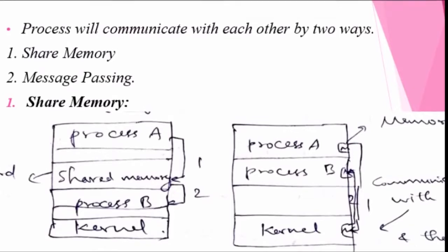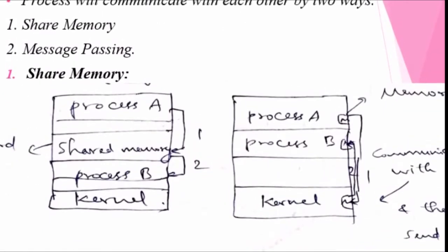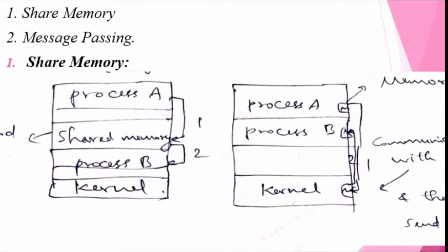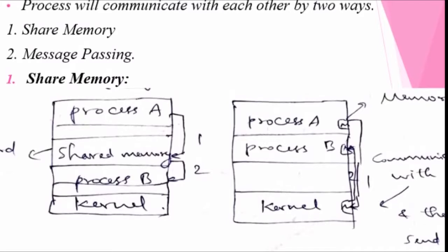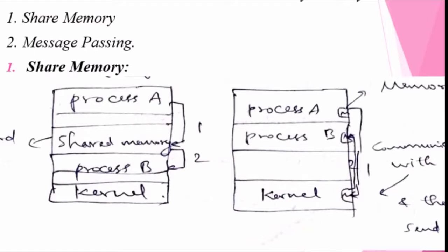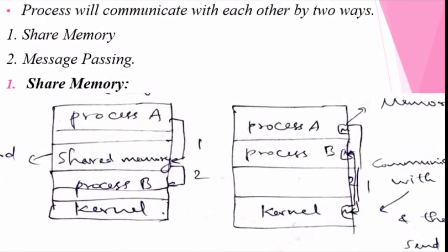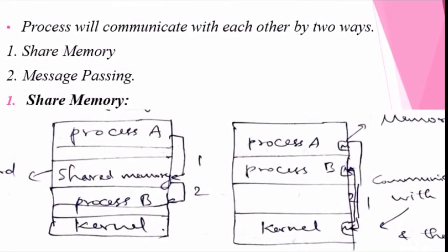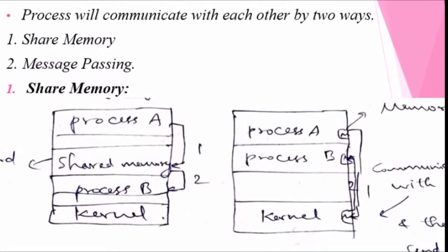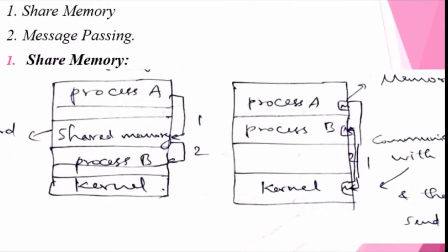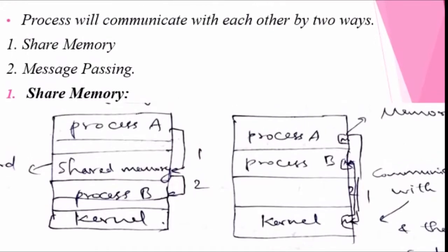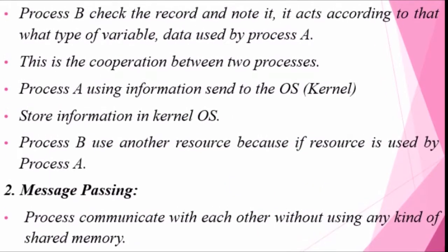Processes communicate with each other in two ways. One is shared memory, another one is message passing. First we are going to see shared memory. Here we use two processes, process A and process B. Process A first generates the resources and the record that is stored in the shared memory. Which type of variables and which type of data it uses is recorded in the shared memory.